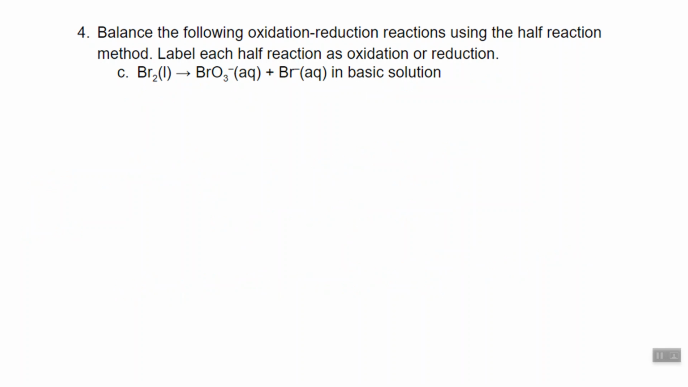Now the next one is a little bit different because we have a basic solution here. We also have only one reactant being made into 2 products. So let's go ahead and start by identifying some oxidation states. So that guy will be 0. Bromine is a liquid in its standard state. Oxygen is -2, and there's 3 of them. So bromine here has to be +5. And here we have just the ion bromide.